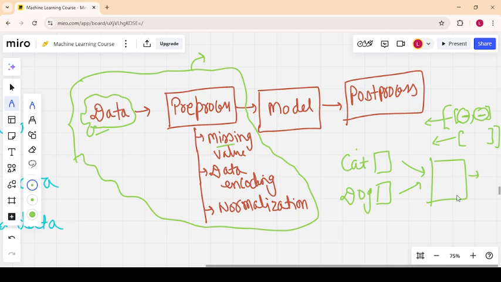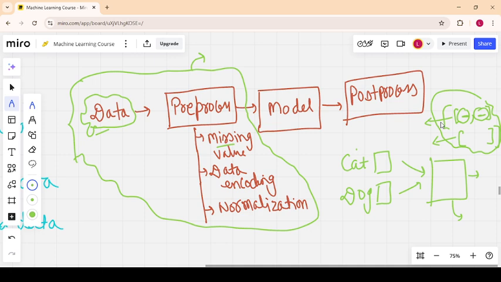So we post-process the output so that humans can read it. We should get an output from the model like: it is an image of a cat, an image of a dog. So we need to convert that output in a way humans can read it. That is called post-processing. I will discuss it in depth. Don't worry if you are not able to follow what I am saying.